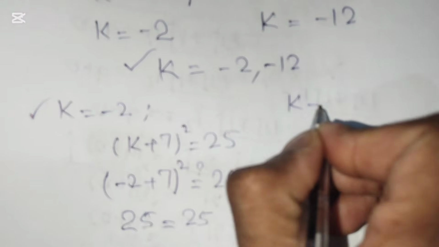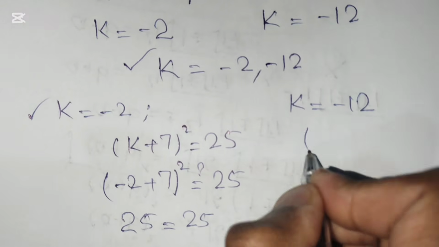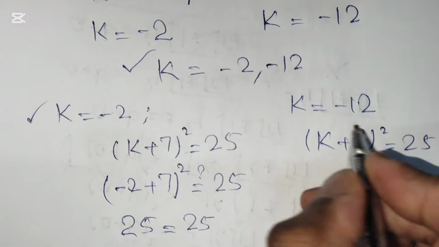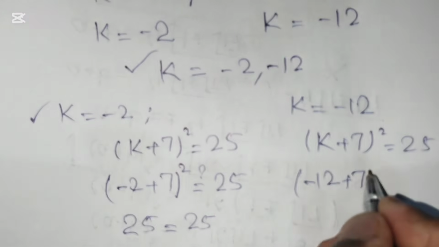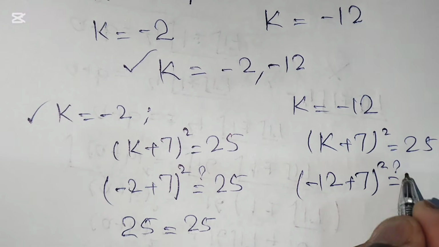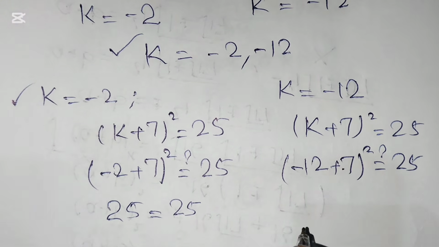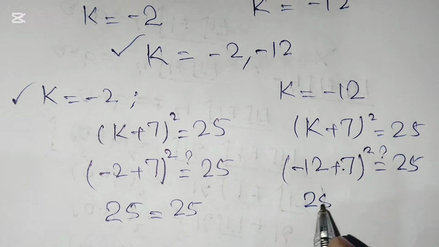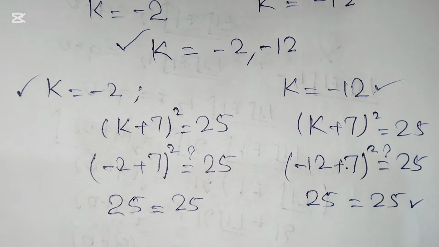Now k equals minus 12. We have (k + 7) square equals 25. Putting minus 12 here, (minus 12 plus 7) square equals 25. 7 minus 12 is minus 5, minus 5 square is 25, equals 25, and this value is also correct.